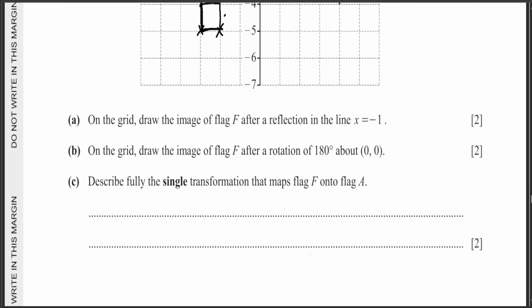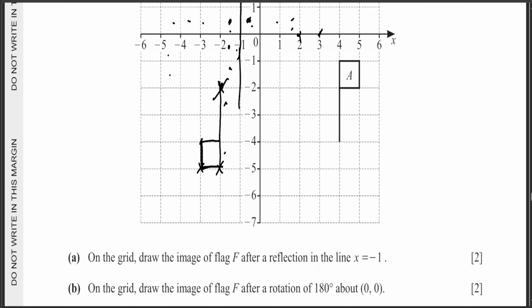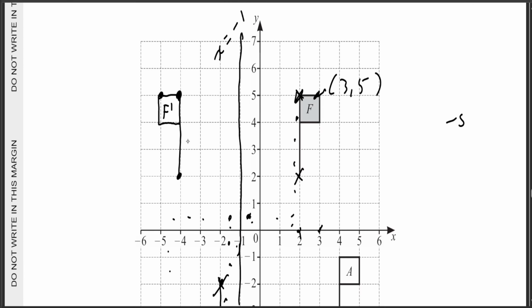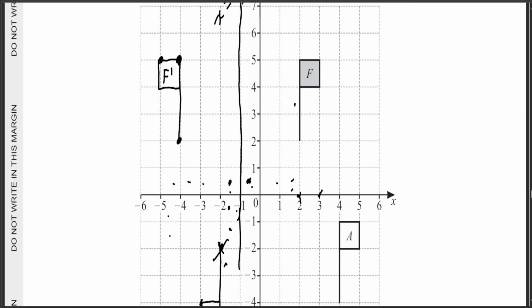Describe fully the single transformation that maps flag F onto flag A. So this is quite easy, by the way. Just use one point. Let's use this point. Now let's see, because this is translation most probably, because the image and the object are much likely the same, the distances are the same, the shape is the same.